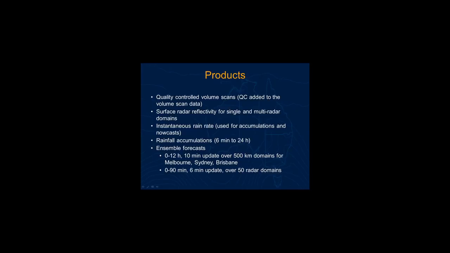And in the forecast space, we have two types of forecasts. The first is a longer range 0 to 12 hour forecast. And what this does is takes the radar rainfall estimate and then blends it into the numerical weather prediction to give us a 12-hour forecast. And this gets updated every 10 minutes with the next radar image, and it's good for over a 500 kilometre domain over Melbourne, Sydney and Brisbane.